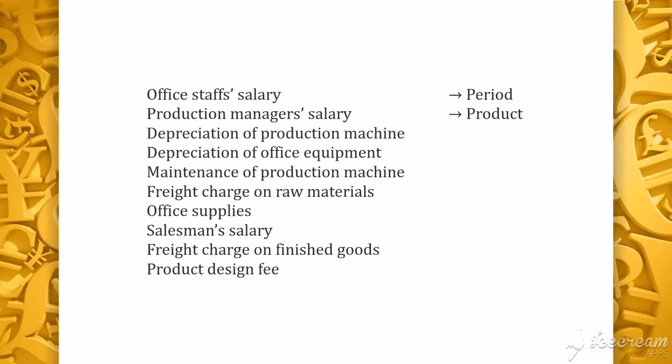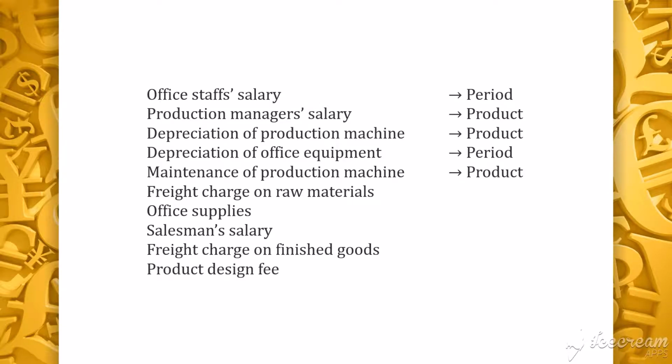What about depreciation of production machine? This machine is involved in the production process, so any cost incurred on it is a product cost. Office equipment is used in the office, and it is not involved in the production process, so any cost incurred on office equipment, like depreciation, is a period cost. As mentioned earlier on, any cost incurred on a production machine is a product cost, so the maintenance of the machine is also a product cost.